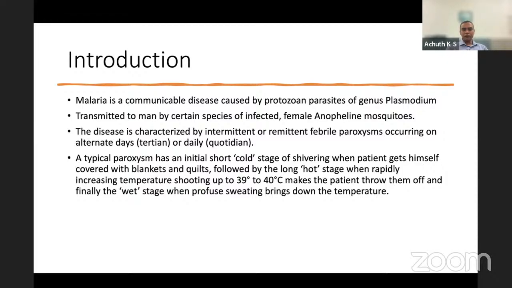A typical febrile episode, what does it have? It has a cold stage, hot stage, and sweating stage. We call it cold, hot, and wet. In the cold stage, the patient has chills and shivering. He feels like wearing sweaters and being covered with blankets and quilts. Followed by a hot stage, he just removes everything and throws it away. After that, he starts profuse sweating and feels relaxed. After the sweating, again the cold stage starts. This is a typical cycle of malaria infection.